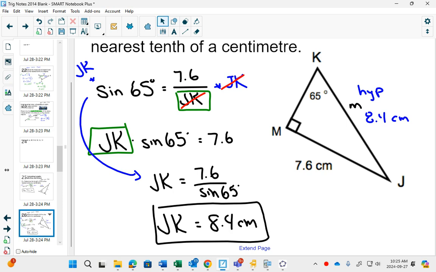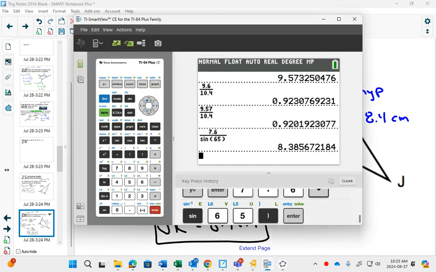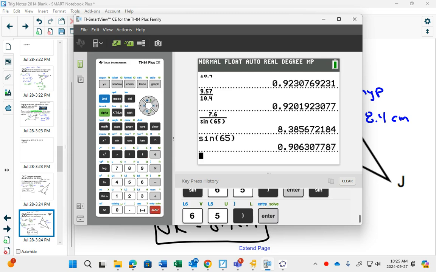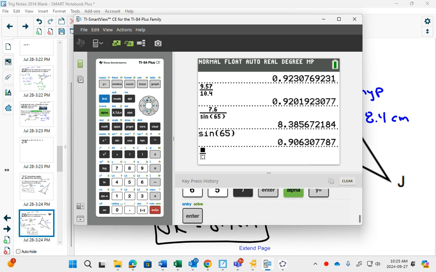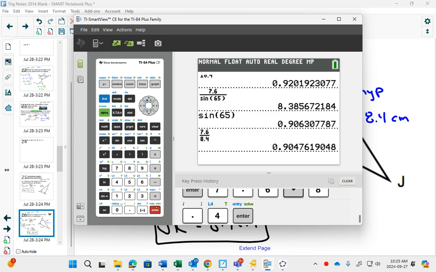I just want to do a check to see if this works. You can go back to my calculator. I'm just going to type in sine of 65, because the calculator has memorized. If you have a triangle with 65 degrees, no matter how big or how small, if you took the opposite side and divided by the hypotenuse, it should be 0.906. I have our opposite side at 7.6. I have our hypotenuse at 8.4, which we rounded. How close do we get? 0.904, really close. If I had used more decimal places, it's actually 8.38567.